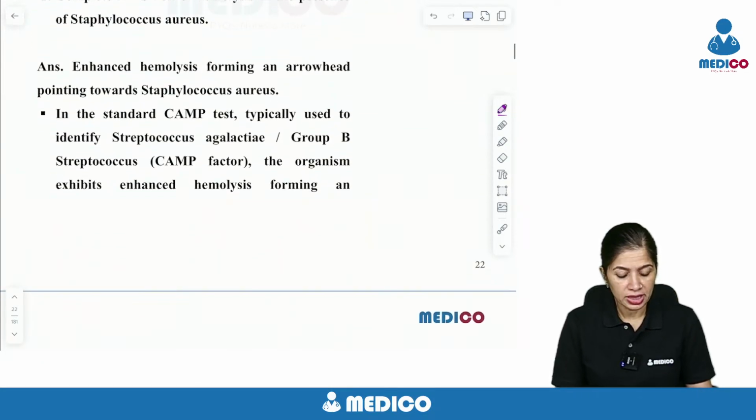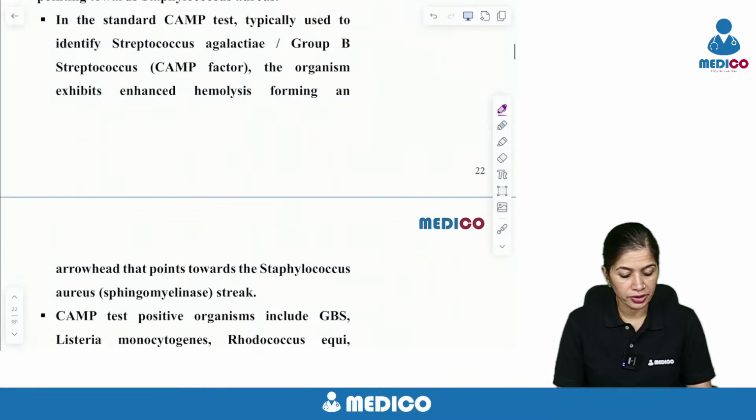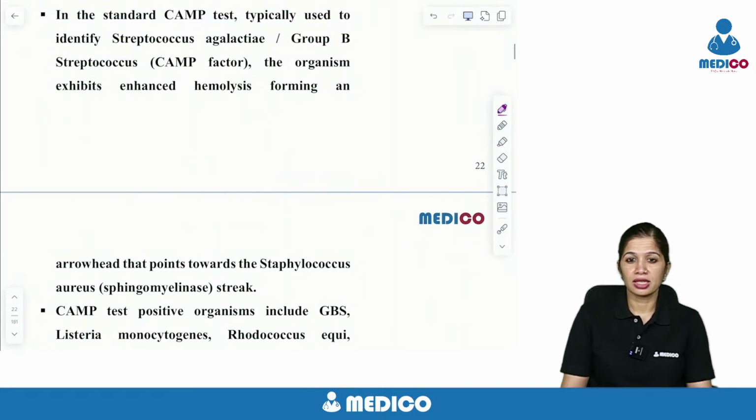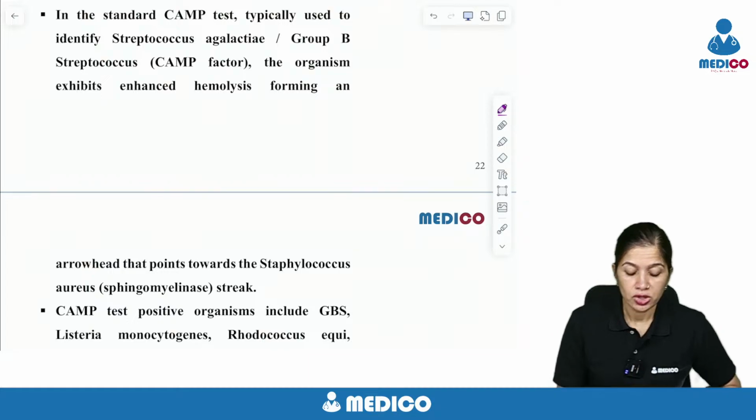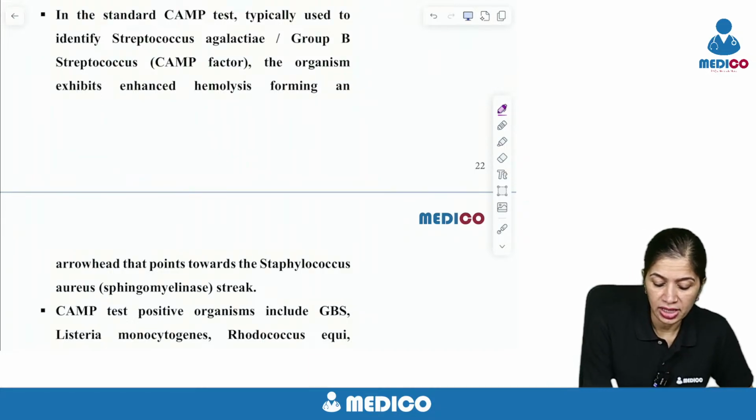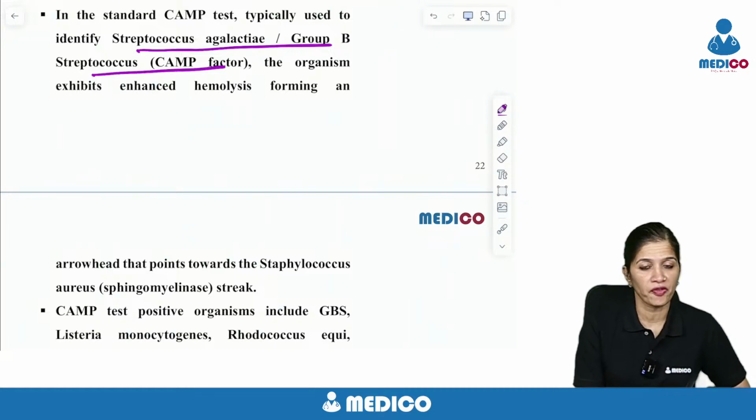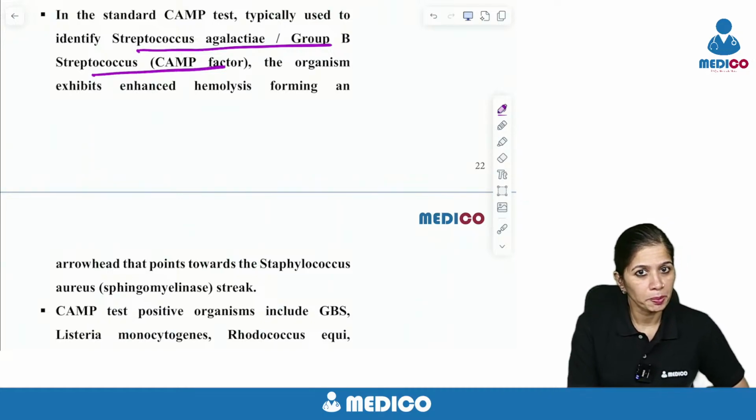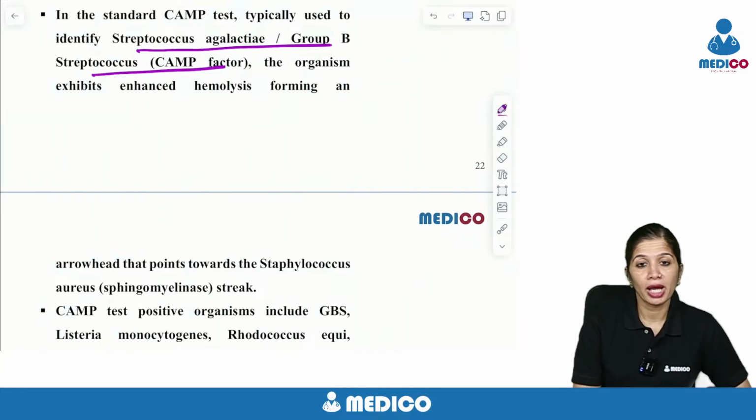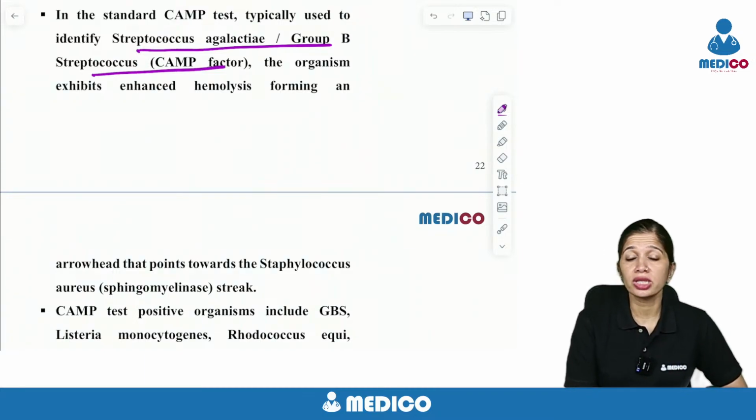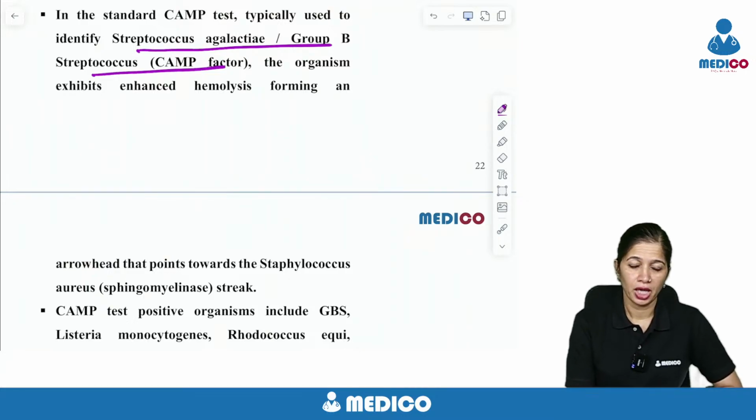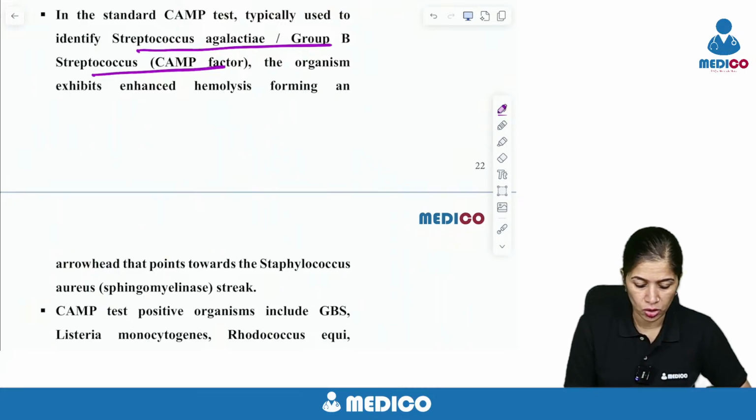Let's look a little bit in detail into the CAMP. What is CAMP actually? It's Christie, Atkins, Munch-Petersen. Okay, so that is a CAMP test. And it's mainly used for Streptococcus agalactiae or group B strep, which has the CAMP factor. So on a blood agar plate which is streaked with Staphylococcus aureus that contains the sphingomyelinase, that is the beta-lysin sphingomyelinase, when the CAMP factor is also released by this group B strep, together there will be an enhanced zone of hemolysis.